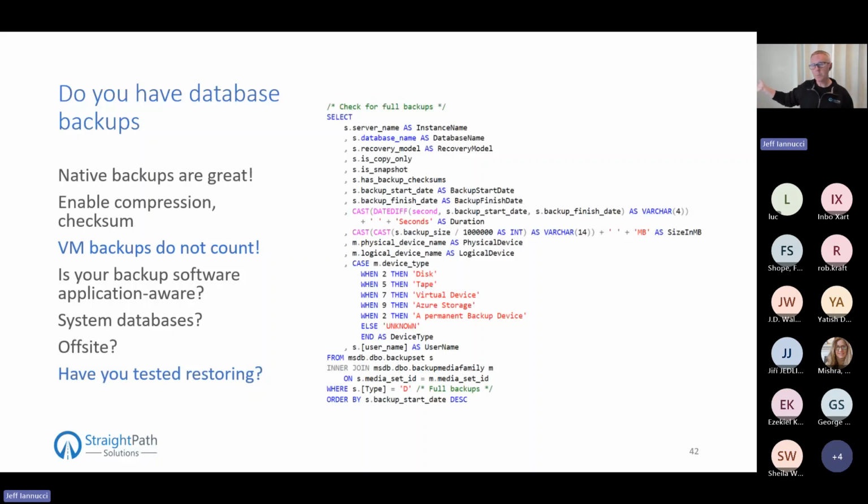Now here's a script to check for full backups. It's a long script, I know, but this can tell you some information about, hey, where are my backups? Do I have any? Where are they going? Things like that. This is just for full backups.